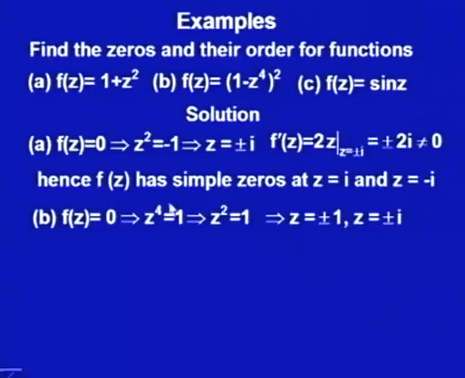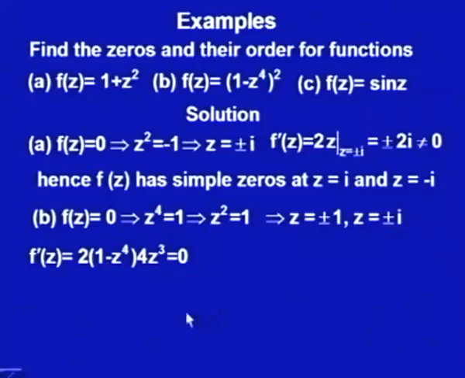Now, we have got 4 points at which this function is 0. The points are 1, minus 1, i and minus i. Let us see what is the order of the zeros at these points. So, find out f dash z. F dash z is 2 times (1 minus z to the power 4) into 4z cube. If z is equal to plus 1, minus 1, plus i or minus i, we get 0. That is, at all these 4 zeros, f dash z is 0.